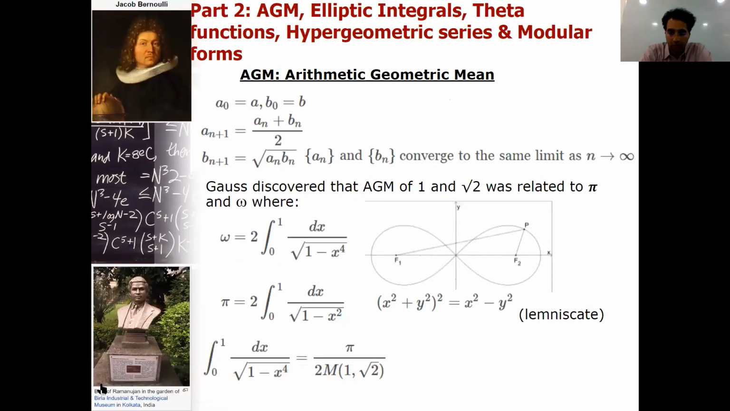So now we'll move on to part 2. In part 1, we covered the biographical sketch of Ramanujan. And in part 2, we'll talk about the prerequisites to understand Ramanujan's approximations to pi. The topics that we'll consider as prerequisites are arithmetic geometric mean, elliptic integrals, theta functions, hypergeometric series, and then modular forms. There are quite a few topics that Ramanujan touched upon over the course of time, and he discovered many interesting results in that process.